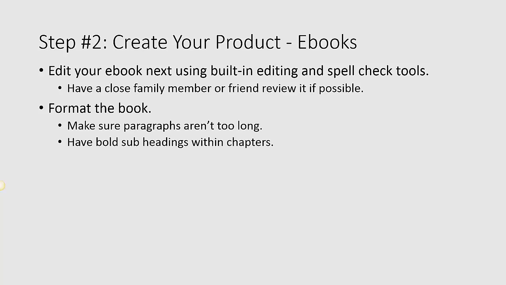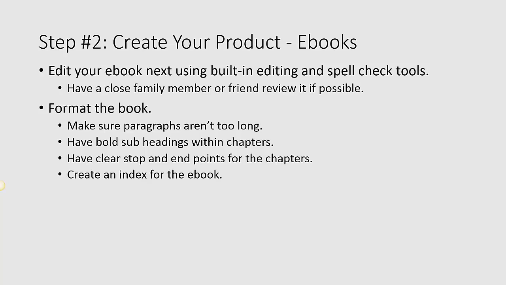Have bold subheadings within your chapters. So that makes it really easy on people wanting to skim through your book, or see what kind of topics they should have. So every once in a while, when you're trying to make a really important point in your book, have a bold subheading that kind of separates some of the content out, so it's a little easier on the eyes. Have a clear stop and end point for the chapters. Make sure it flows, or make sure it's very clear when it stops and ends.